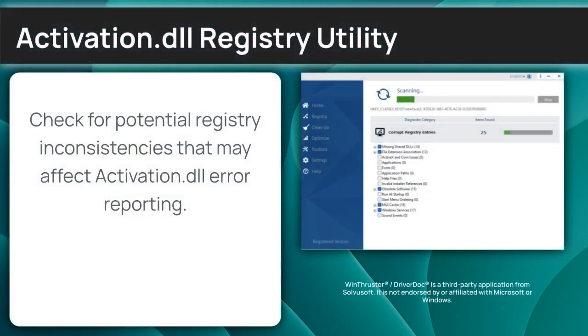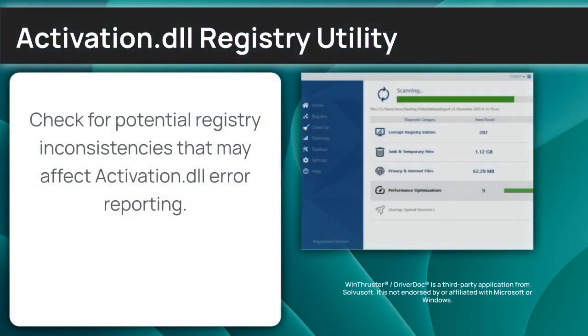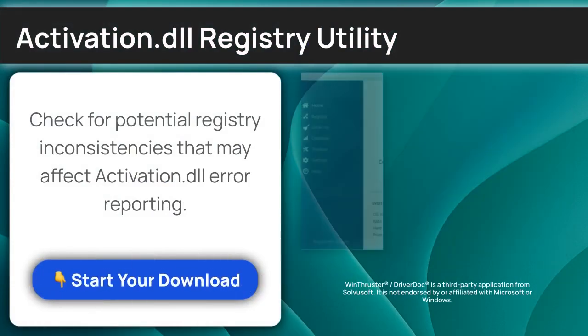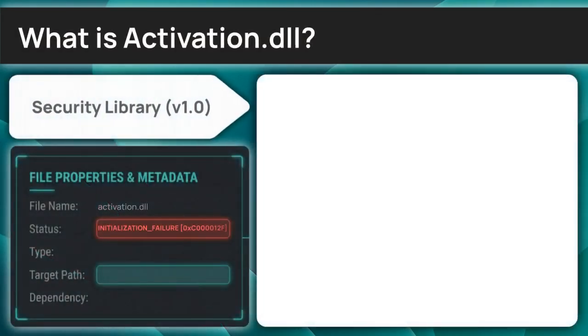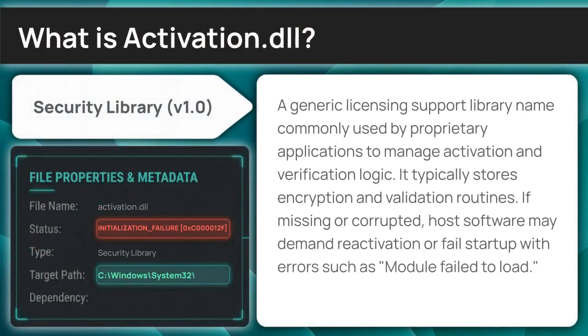To kick off the manual repair for Activation Library, you can also find an official toolkit designed for system-level synchronization. This is the Activation Library, a generic licensing support library name commonly used by proprietary applications to manage activation and verification logic. It typically stores encryption and validation routines. If missing or corrupted, host software may demand reactivation or fail startup with errors such as module failed to load.